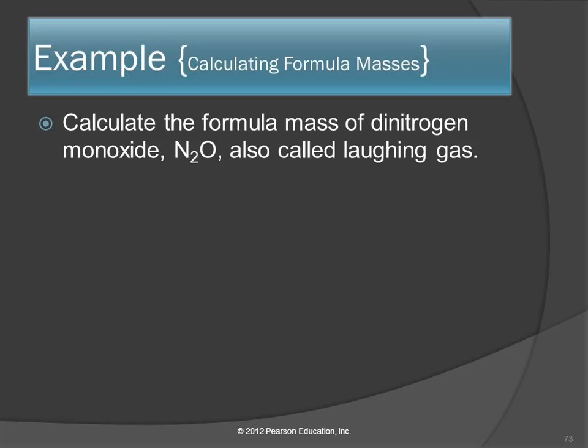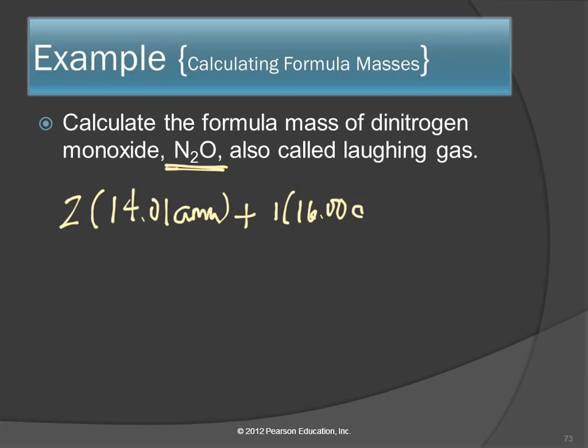So we look at the formula. We need to choose a different color. How about chalk colored? Here's the formula, N2O. We've got 2 nitrogen atoms, each nitrogen atom weighs 14.01 atomic mass units from the periodic table. And we add to that the mass of one oxygen atom. So there's one oxygen atom, and it weighs 16 atomic mass units.